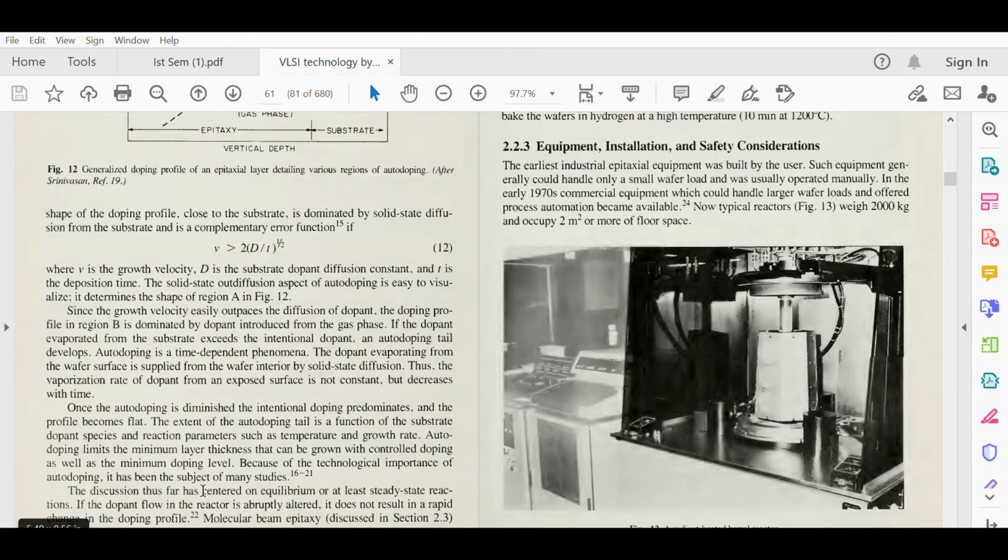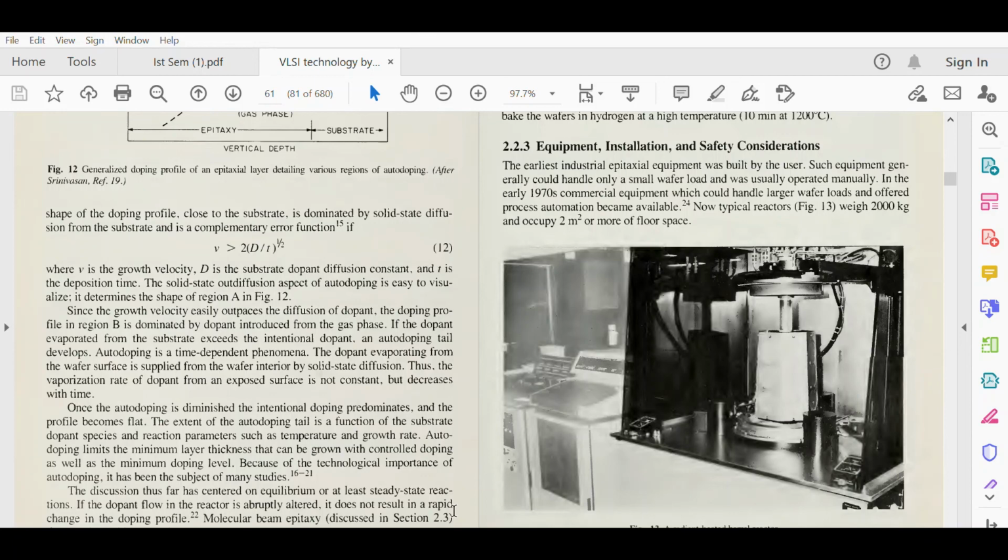The discussion thus far has centered on equilibrium or at least steady state reactions. If the dopant flow in the reactor is abruptly altered, it does not result in a rapid change in the doping profile. Molecular beam epitaxy does not have this constraint. So we will see molecular beam epitaxy in section 2.3, and then we will discuss how it is different from this epitaxial growth that we are studying, that is the vapor phase epitaxial growth technique. And what are the advantages of molecular beam epitaxy over this particular technique?